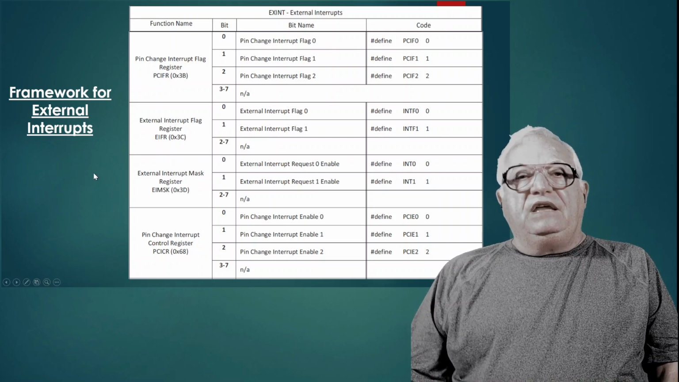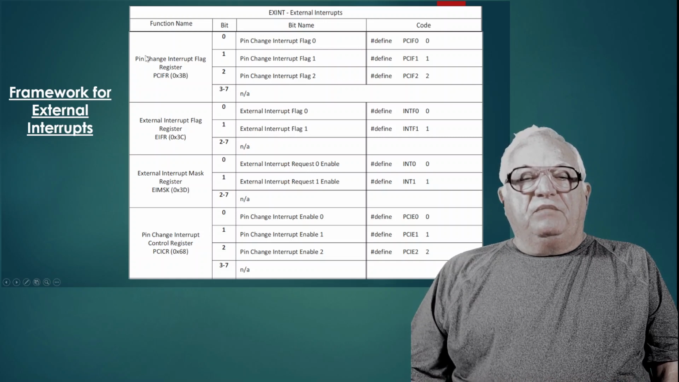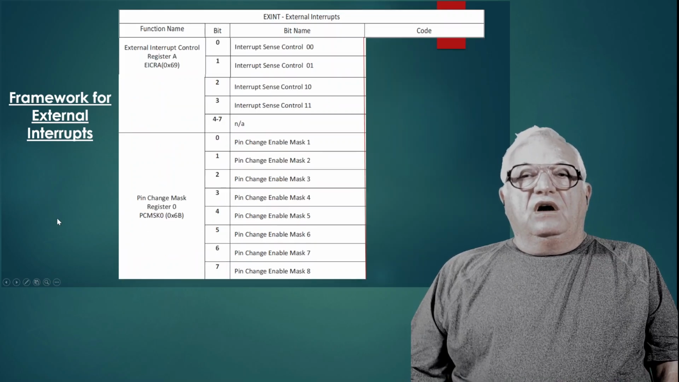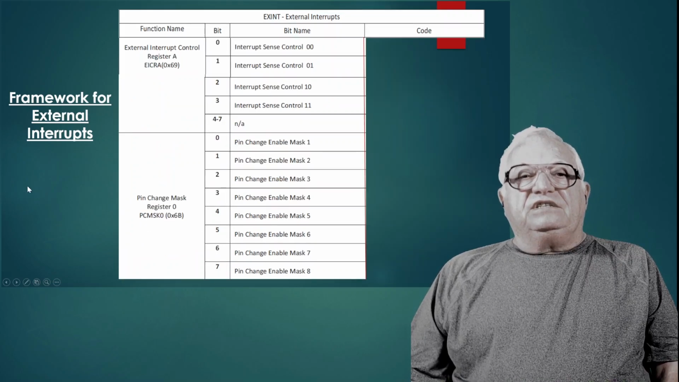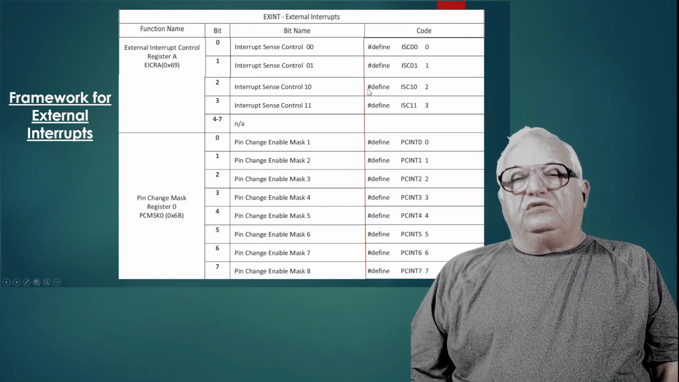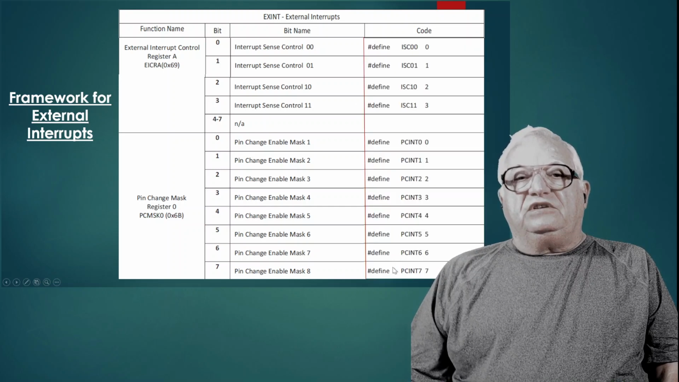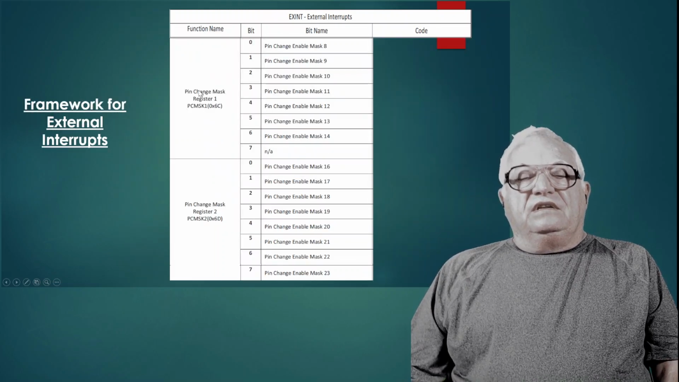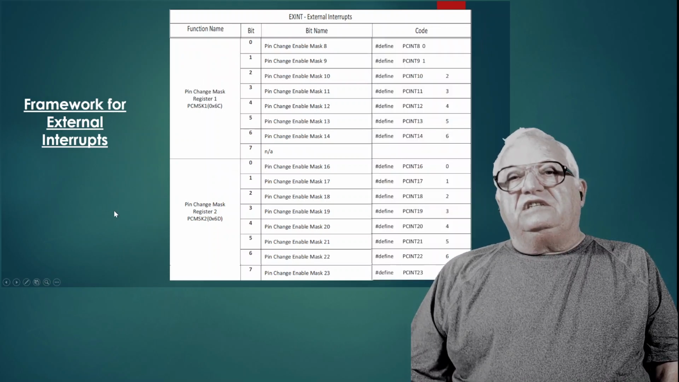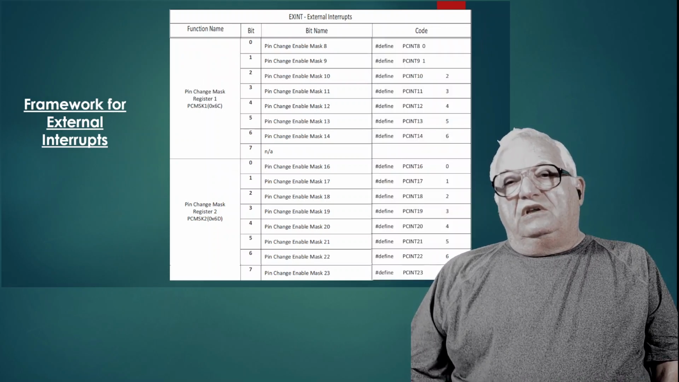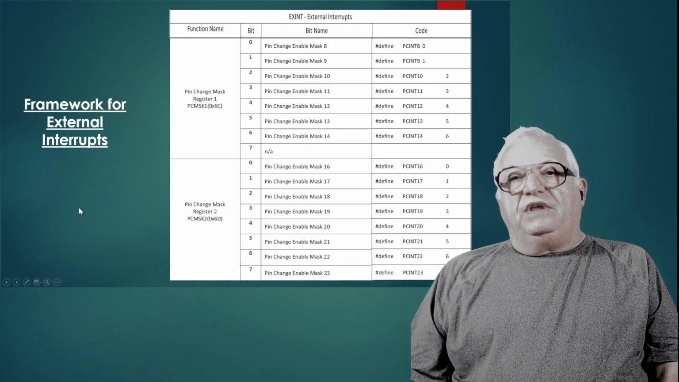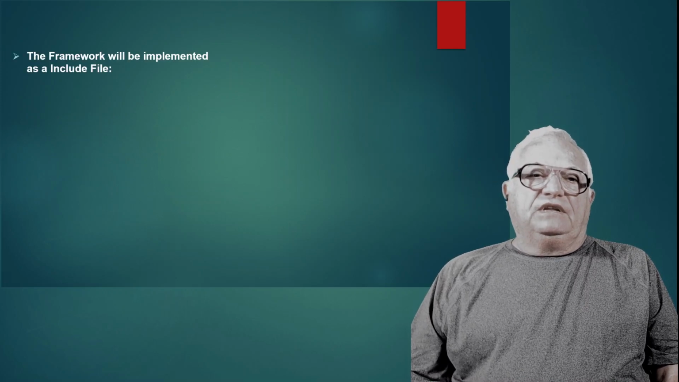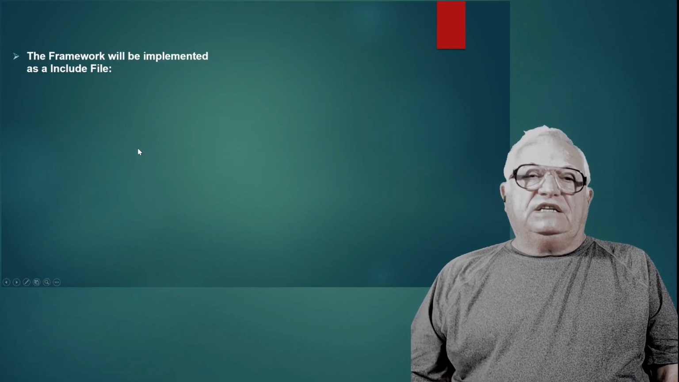So we had 8 registers. I'm counting here 1, 2, 3, 4, now 5, 6, and this is the code to access those bits in those 2 registers. And here we have 7 and 8, and this is the code to access those registers. So let's create the include file. The framework will be implemented as an include file.